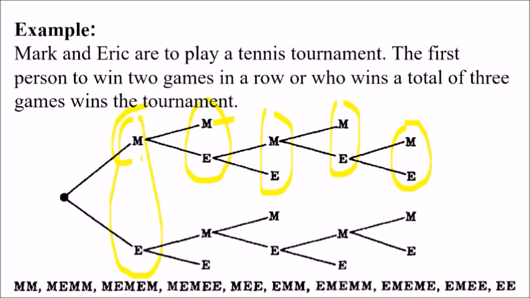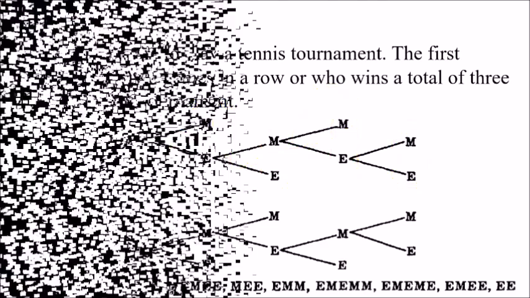Now, if you want to list all of the possible outcomes, umpisa tayo dito. First possible outcome ito, MM. Second possible outcome is ito, MEMM. Nandun. And then third, MEMEM. And then MEMEE. And then MEE. So, ilista lang natin lahat yan. Kung ilan yung endpoints natin na nakikita dito, yun din ang dami ng possible outcomes. So, the complete list of this can be found here below.